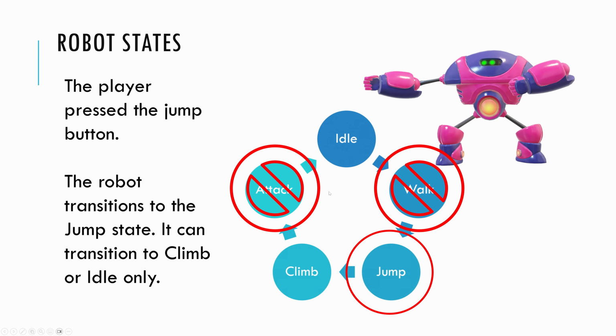Now let's say the player pressed the jump button. You transition your state machine from idle to jump, where jump is your current active state. And in this state, then they can't attack. They also can't walk. They can only go to idle or go to climb. Set the transitions and how it should transition to limit the behavior or to expand the behavior, depending on what you're trying to do, of your character and player.